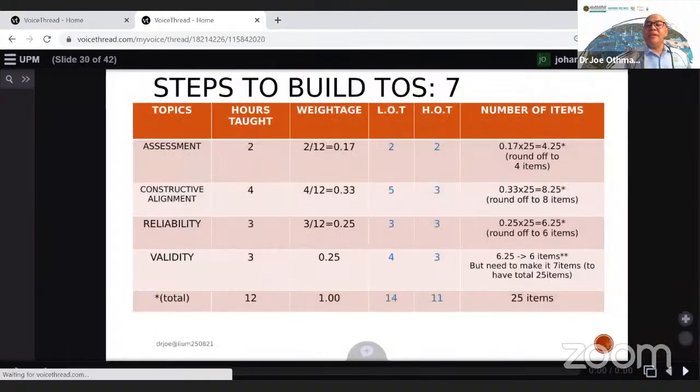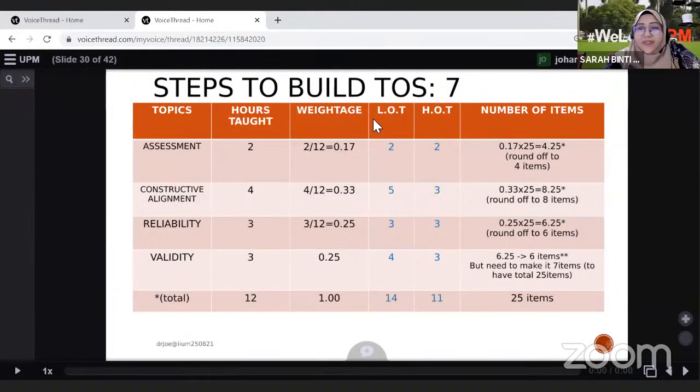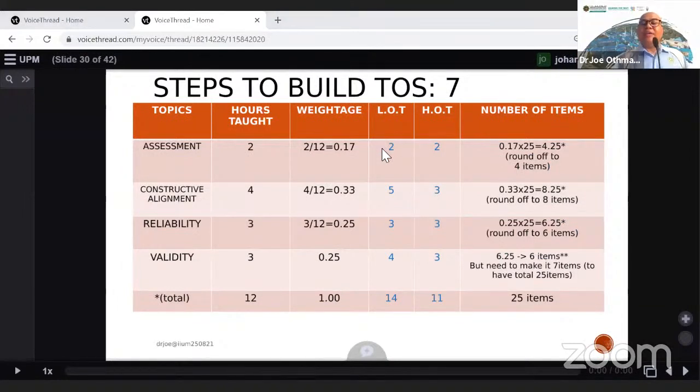And finally, I'm trying to control this one. Okay. Now we say LOT and HOT, this one also many people are confused. Doctor, is there a formula to make LOT HOT? No, that is for you to decide. So now I just put 2, 2, 5, 3, 3, 3, 4, 3. It depends. If you all say for validity we are not going to ask the low order, we only ask high order, then put all 7 here. So now we have the total here.